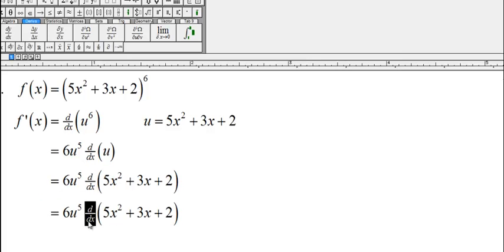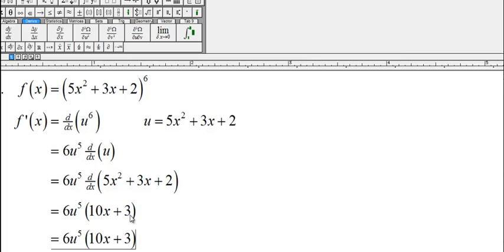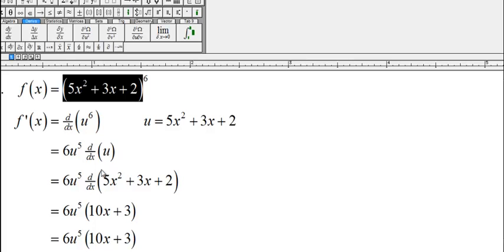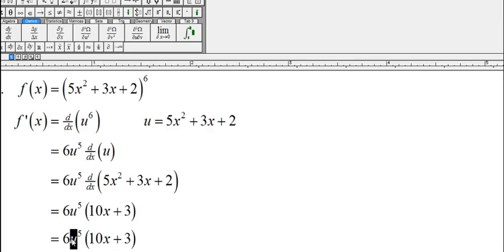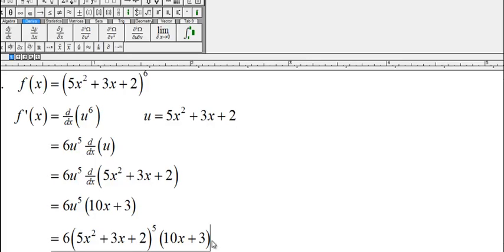Now when I substitute back in what the u is here, then we take the derivative of this polynomial. That's not too hard. 2 times 5 is 10. Power goes down to 1. The derivative of the 3x is the 3. And the derivative of the 2 is 0, so that part goes away. So there's our answer. If we just plug back in what u is here in place of the u, we could leave it like that.